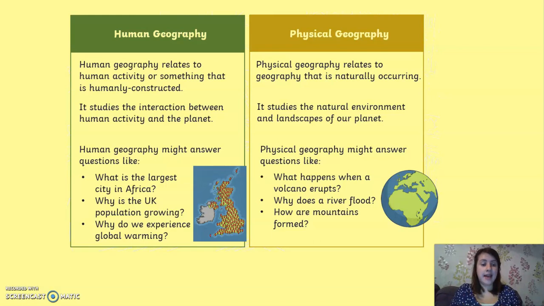Physical geography is, like I said earlier, naturally occurring geography. It studies the natural environment and landscapes of our planet. Physical geography might answer questions like, what happens when a volcano erupts? Why does a river flood? How are mountains formed? So last term, when we were looking at mountains, volcanoes and things like that, we were looking at physical geography and how that happens and what effects they have. This time we're going to be looking at a comparison of the two. So we're also going to be bringing in human geography and how we affect the planet as well.